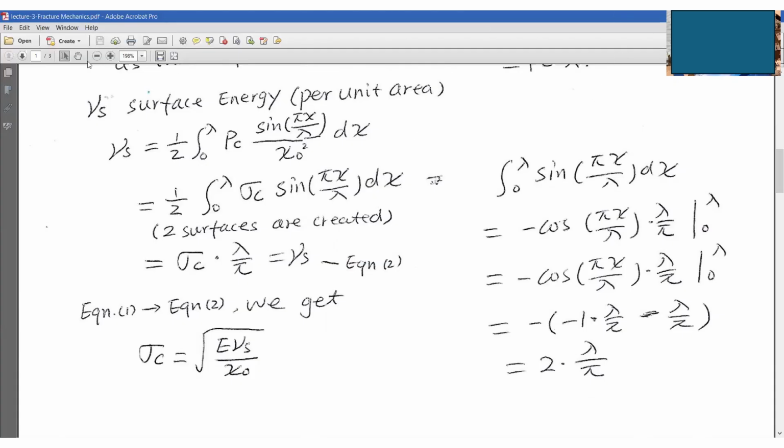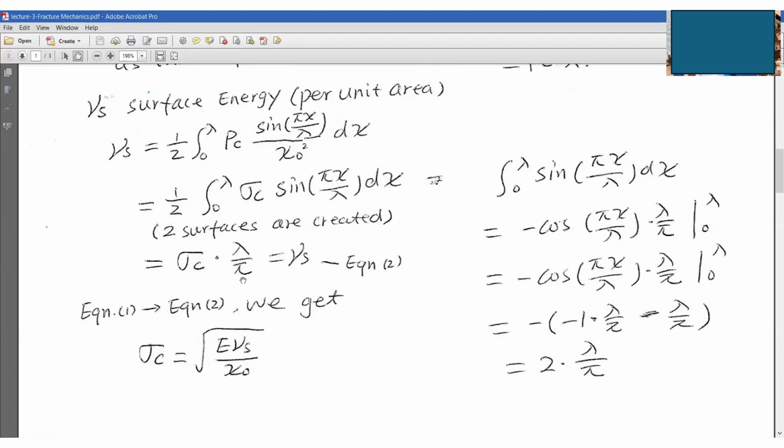Okay, let me use my mouse. So here, this is how we get this integration. This integration equals 2 multiplied by lambda pi, and we just plug in, and we will have gamma s equals, and this is sigma c. We just take out sigma c. This 2 cancels these 2 lambda pi, and we call this one gamma s.